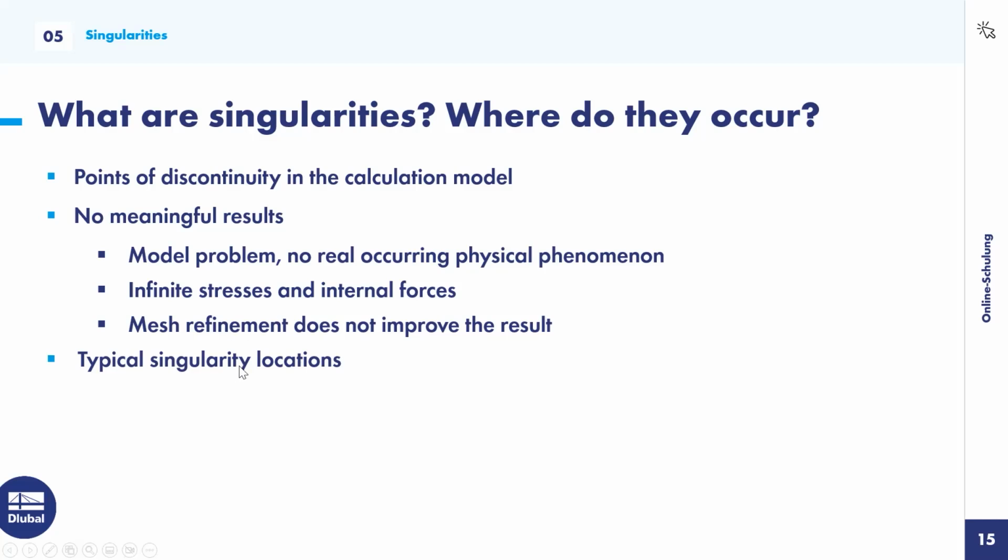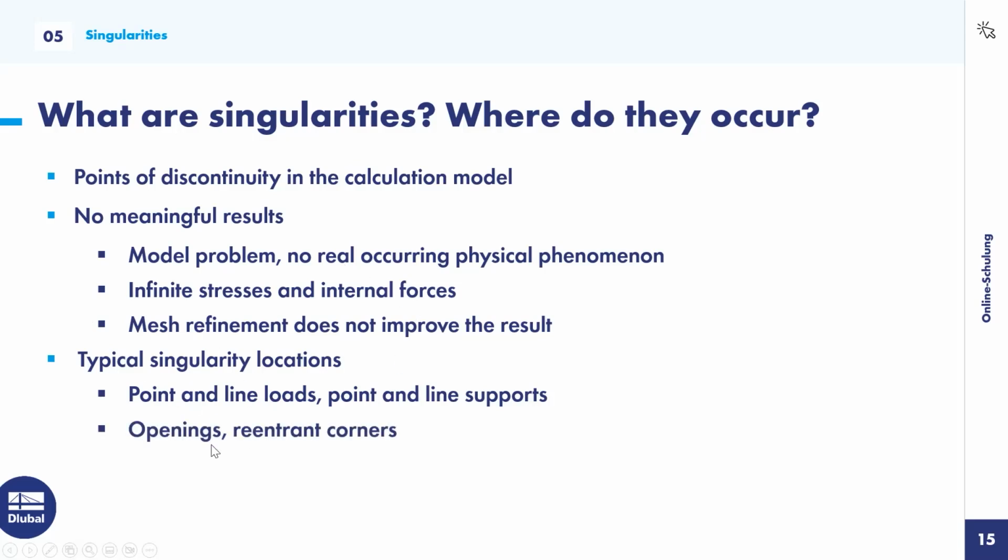And for RFEM, or in general, there are different locations where singularities can occur. This is once point and line loads. Also point and line supports, which are from the physical understanding kind of the same. And at openings and re-entrant corners, as well as when the stiffness makes jumps. So for example, when the stiffness changes due to a material change or, let's say, a thickness jump, that's also a situation for singularities.